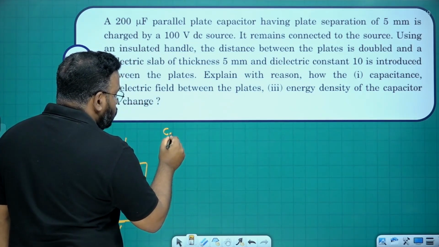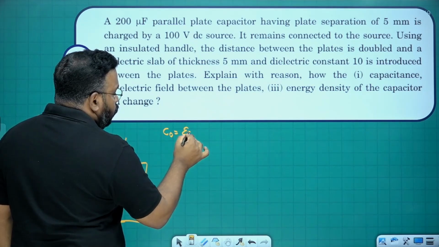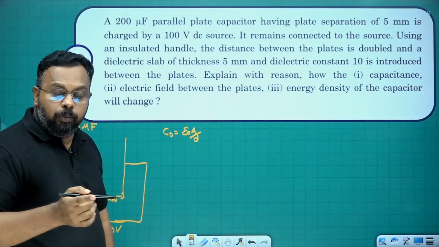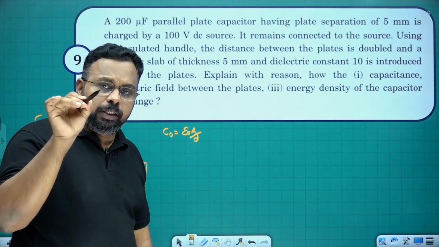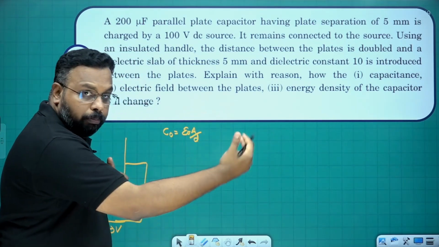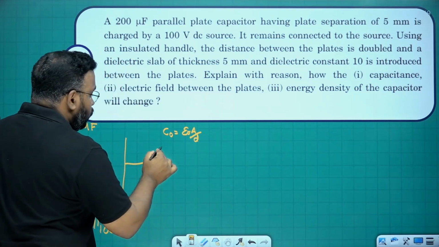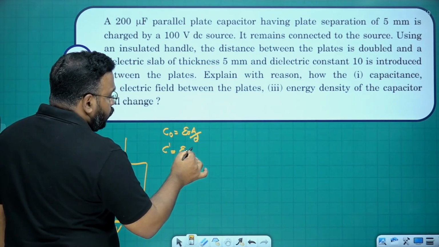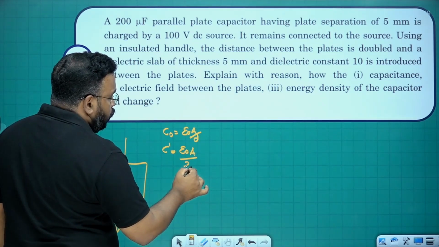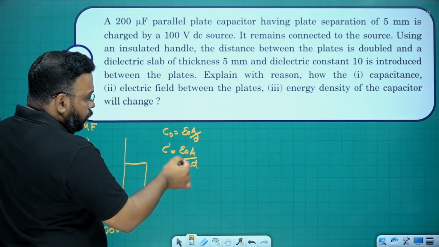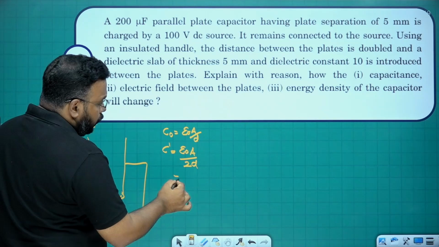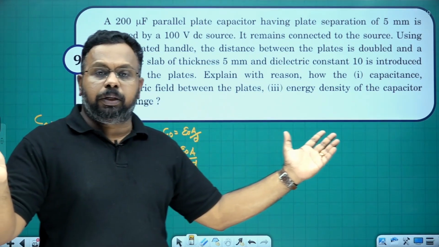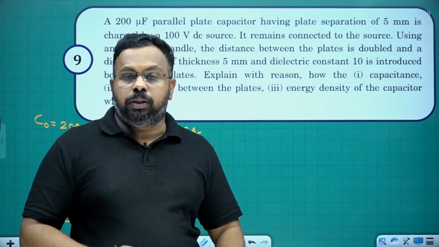See, if I'm writing C naught is equal to epsilon naught A by d, then after doubling the plate separation, the new capacitance, if I make it C dash, will be what? Epsilon naught A by 2d. d is doubled. Epsilon naught A by d is C naught, so we get C naught by 2. This is because the effective plate separation is doubled. But that's not the question.